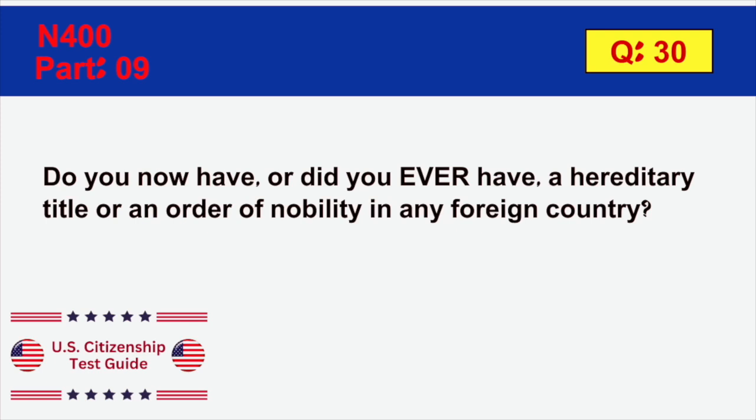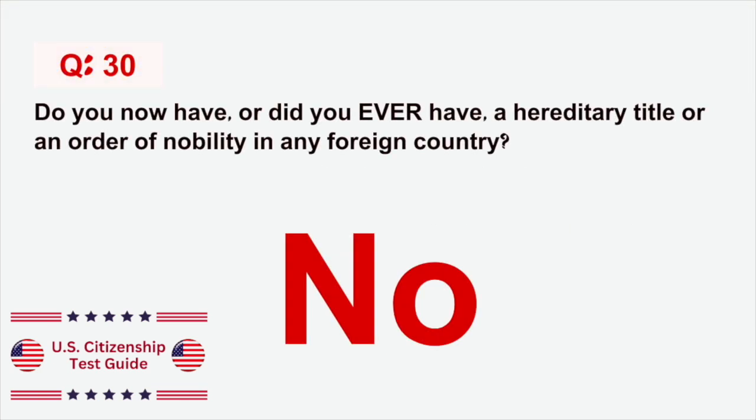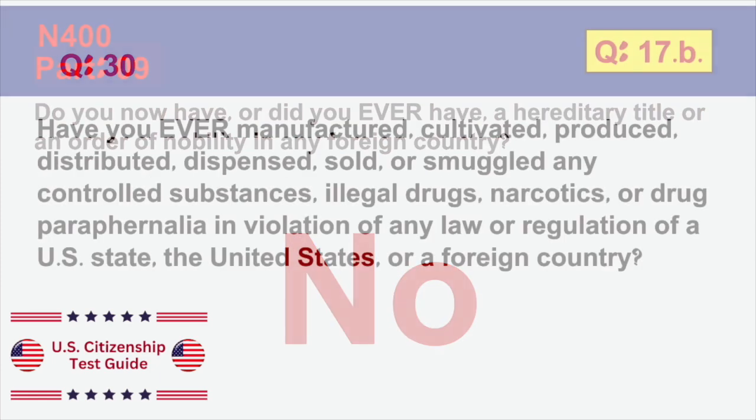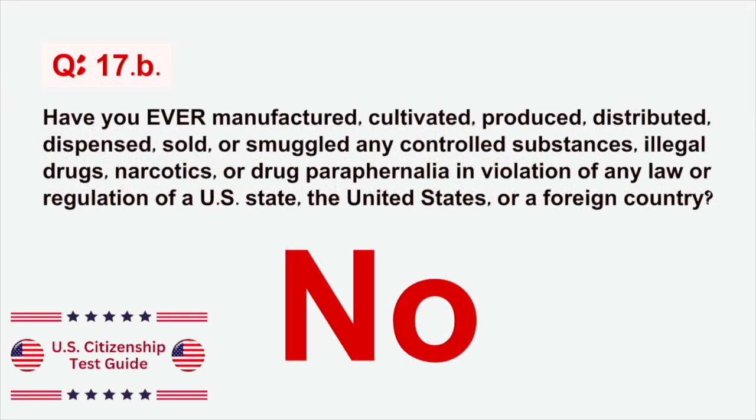Do you now have, or did you ever have a hereditary title or an order of nobility in any foreign country? No. Have you ever manufactured, cultivated, produced, distributed, dispensed, sold, or smuggled any controlled substances, illegal drugs, narcotics, or drug paraphernalia in violation of any law or regulation of a U.S. state, the United States, or a foreign country? No.